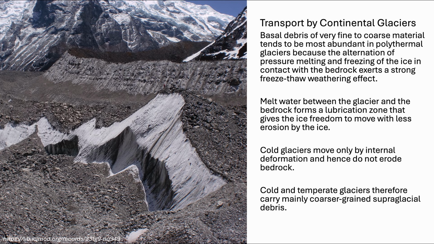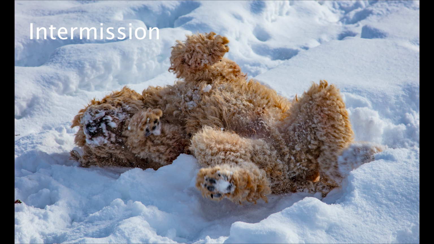Basal debris of fine-grained to coarse material tends to be most abundant in polythermal glaciers because the alteration of pressure melting and freezing of the ice in contact with the bedrock exerts a strong freeze-thaw weathering effect. So it's very aggressive at breaking up this rock with this daily freeze-thaw cycling.